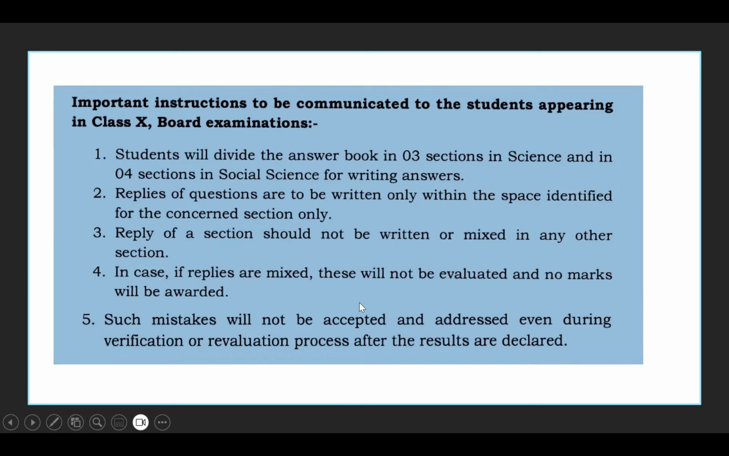Such mistakes will not be accepted and addressed even during verification or evaluation. So you have to make it a point that you divide your paper into 3 sections of physics, chemistry, bio, and you write the answer.